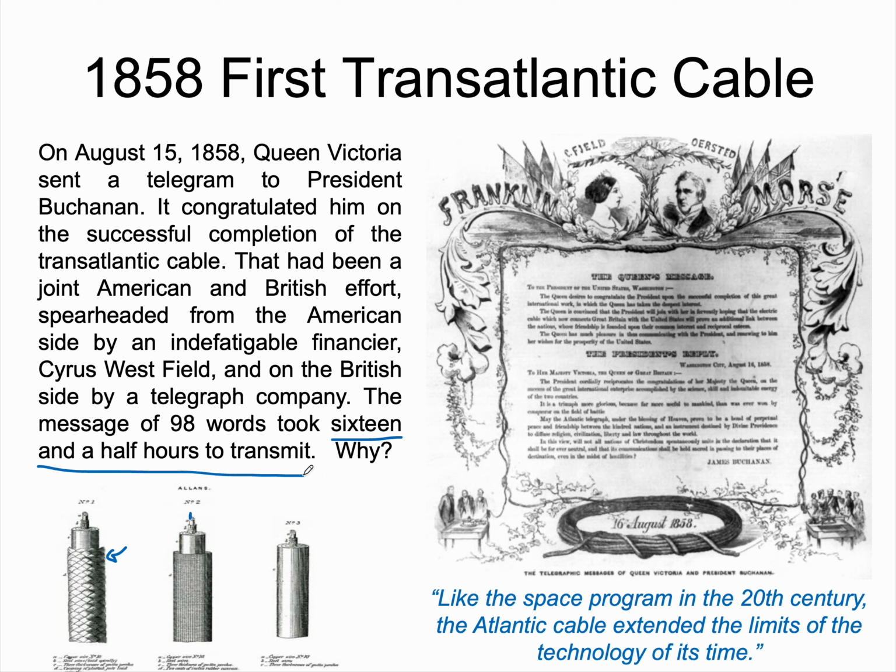Why did it take so long? Because they had accidentally built the world's largest coaxial capacitor. Every time they pressed the key in London, it would take a very long time to charge up this capacitor, which is designed to store charge, and then it would take a very long time for it to discharge on the electromagnet on the other side. So each dit and dash took an incredibly long time to charge up and discharge this very long transatlantic cable.